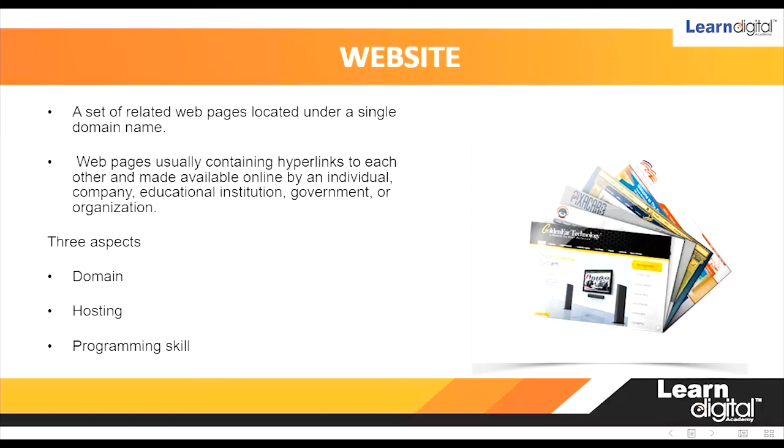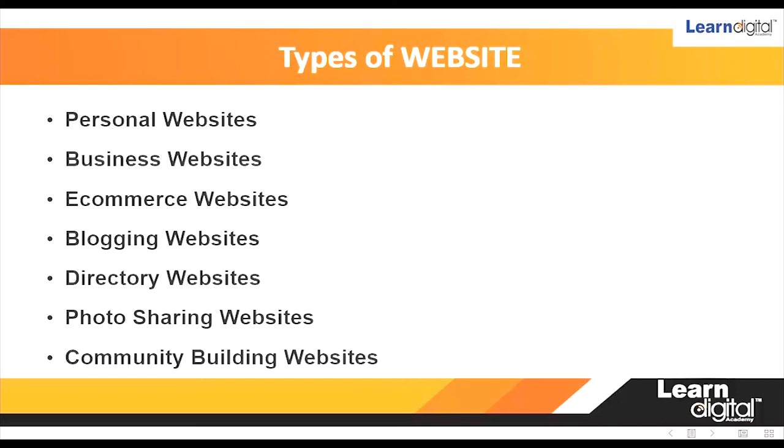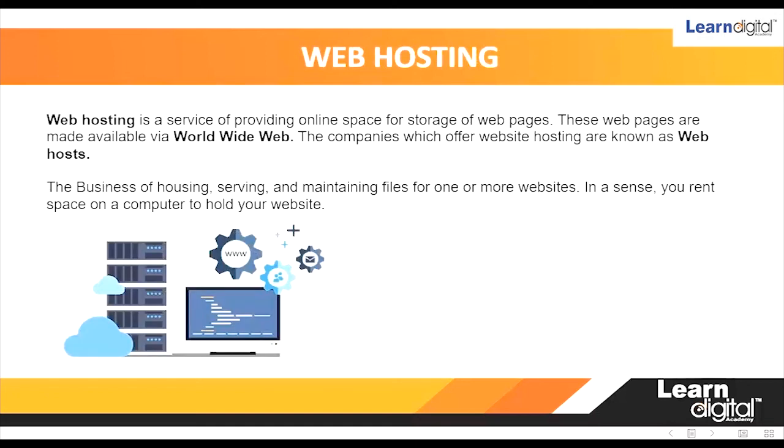A website is dependent on three aspects: domain, hosting and programming skills. A website is called your online property. And components: this is the marketplace from where you can purchase a domain, like GoDaddy, BigRock. And domain extensions are .com, .org. Then types of websites: there may be many types like personal website, business website, e-commerce website, blogging website, directory website, photo sharing website, community building website.